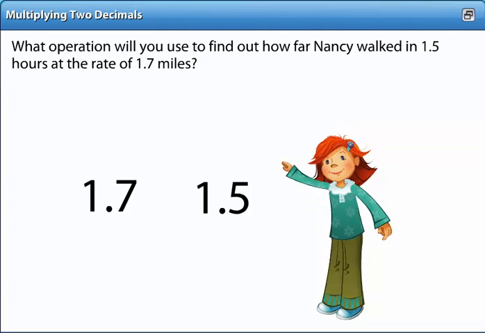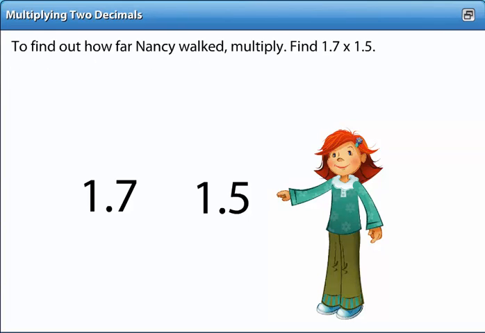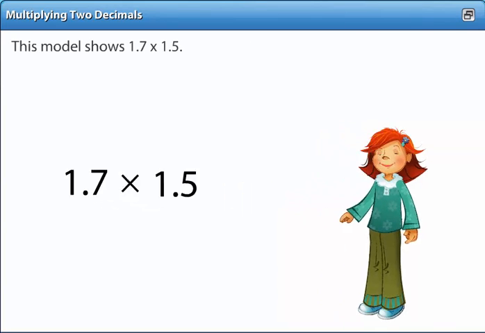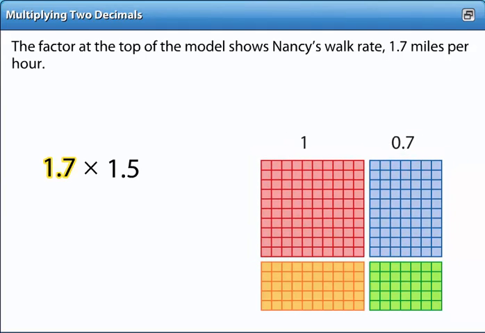What operation will you use to find out how far Nancy walked in 1 5/10 hours at the rate of 1 7/10 miles? To find out how far Nancy walked, multiply. Find 1 7/10 times 1 5/10. This model shows 1 7/10 times 1 5/10. The factor at the top of the model shows Nancy's walk rate, 1 7/10 miles per hour.